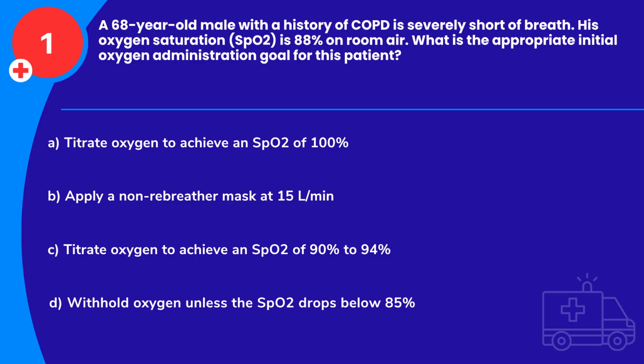A. Titrate oxygen to achieve an SpO2 of 100%. B. Apply a non-rebreather mask at 15 liters per minute. C. Titrate oxygen to achieve an SpO2 of 90% to 94%. D. Withhold oxygen unless the SpO2 drops below 85%.